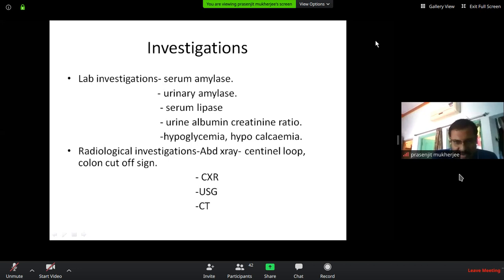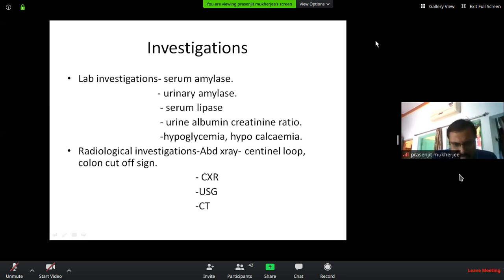Serum amylase level more than 1000 units is not seen in any other disease other than pancreatitis. So if the amylase level is more than 1000 Somogyi units, always remember it is pancreatitis. It cannot be anything else.